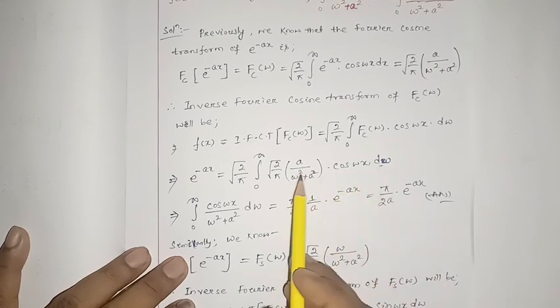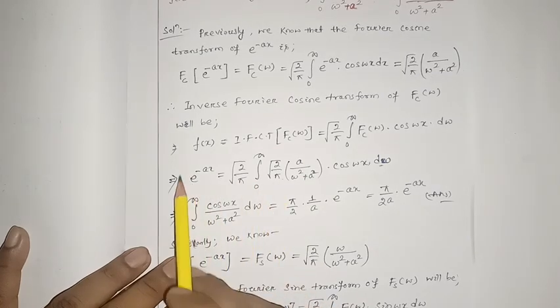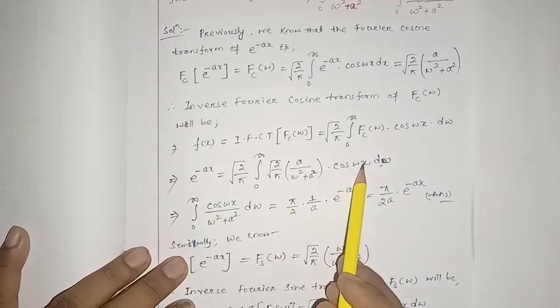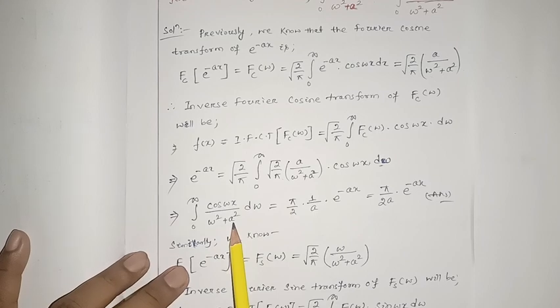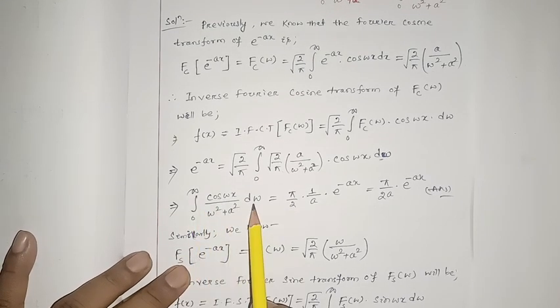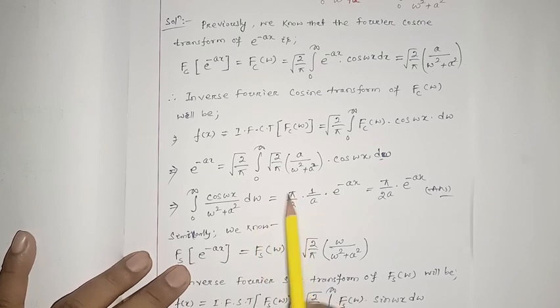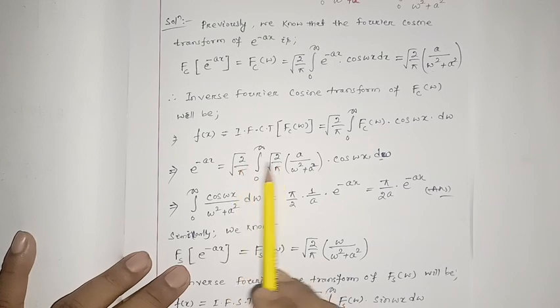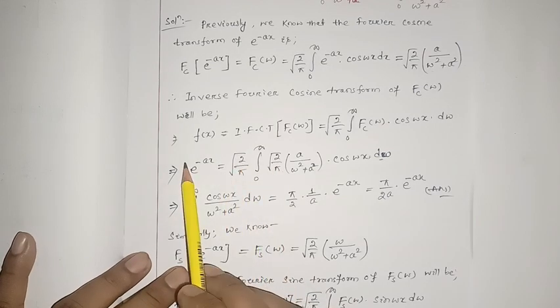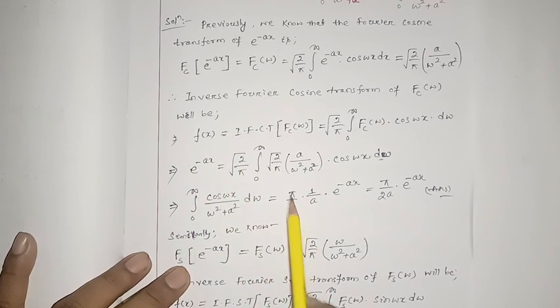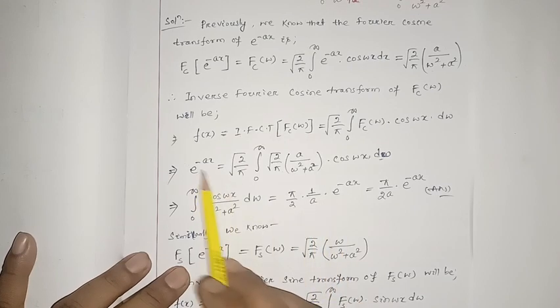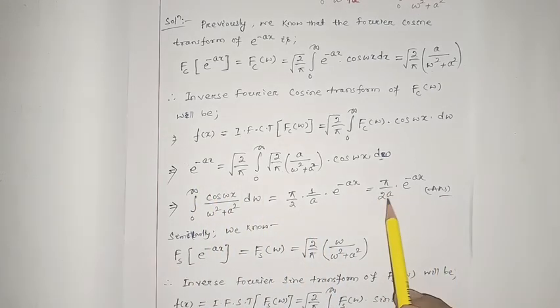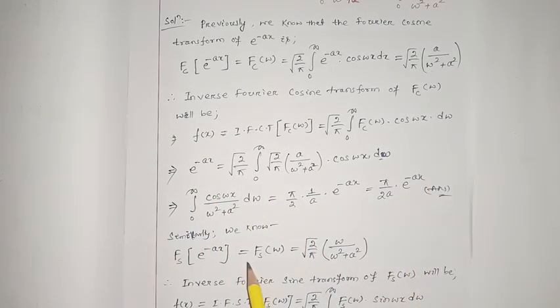Here a is a constant, so it can be taken outside and multiplied with this. So the integral from 0 to infinity of cos(ωx)/(ω² + a²) dω will be equal to, if I multiply the two root terms, 2/π. Taking this to the other side, it will be π/2 and a becomes 1/a times e^(-ax). So we found π/(2a) times e^(-ax) is the answer. So one integral value we found.